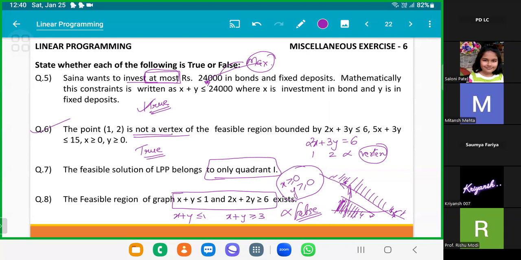Clear? Okay. Anyone else has any doubt? Please let me know.